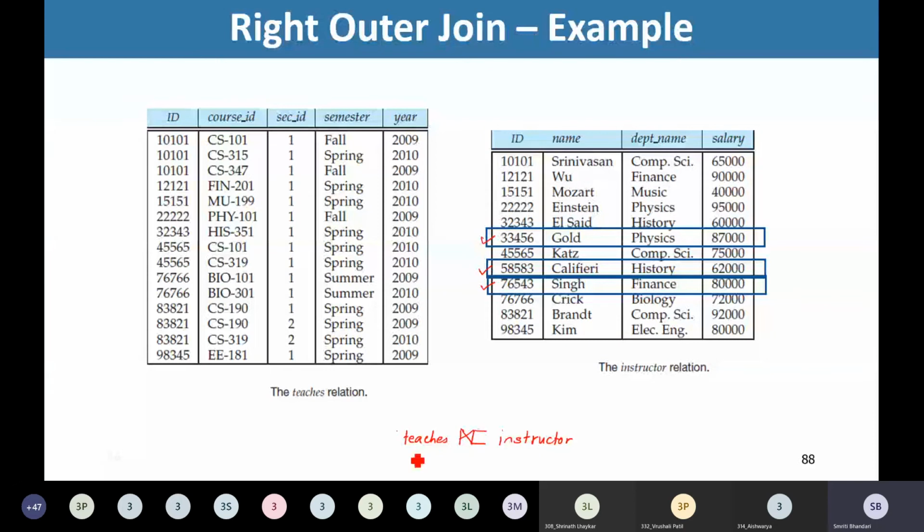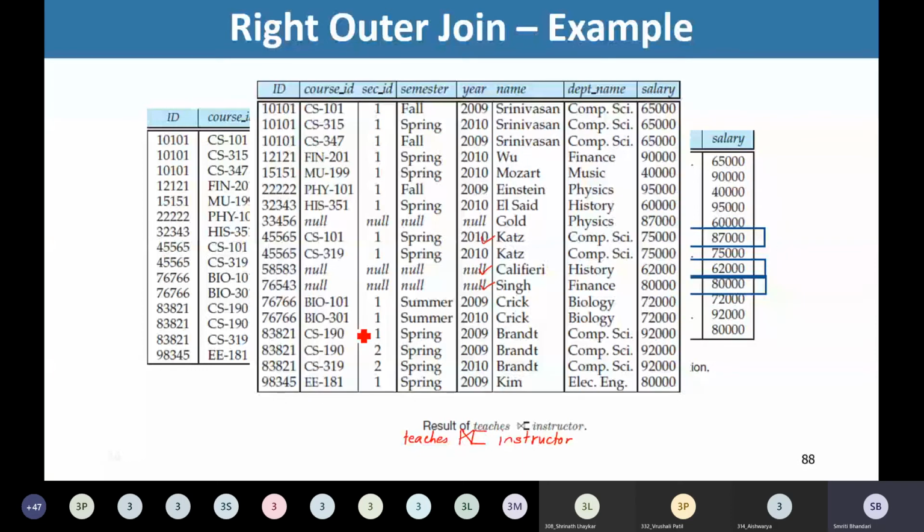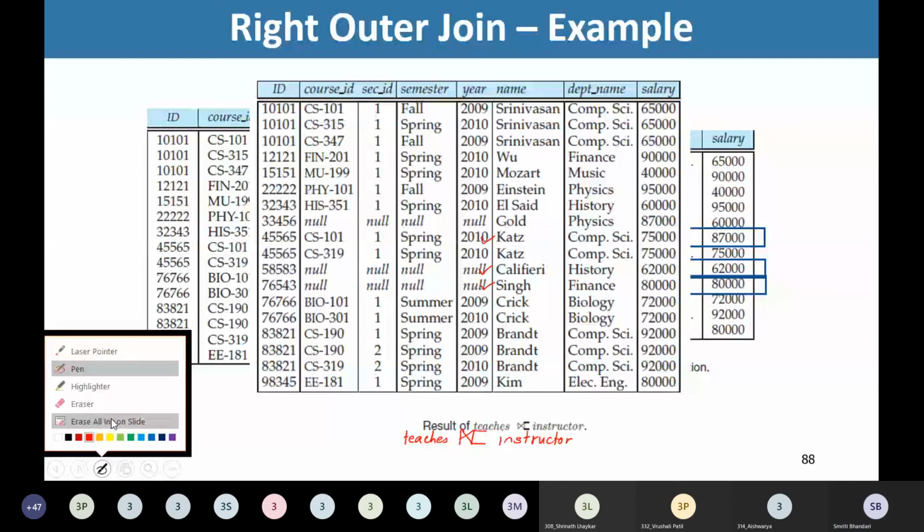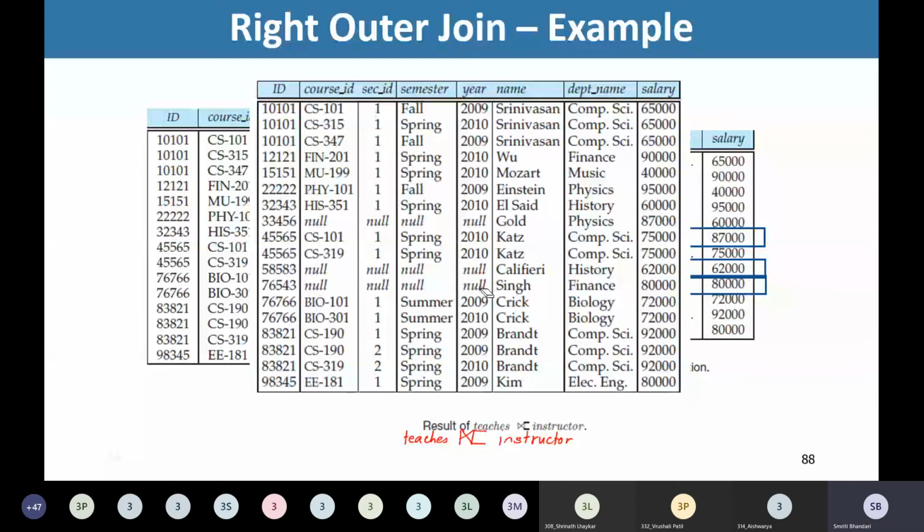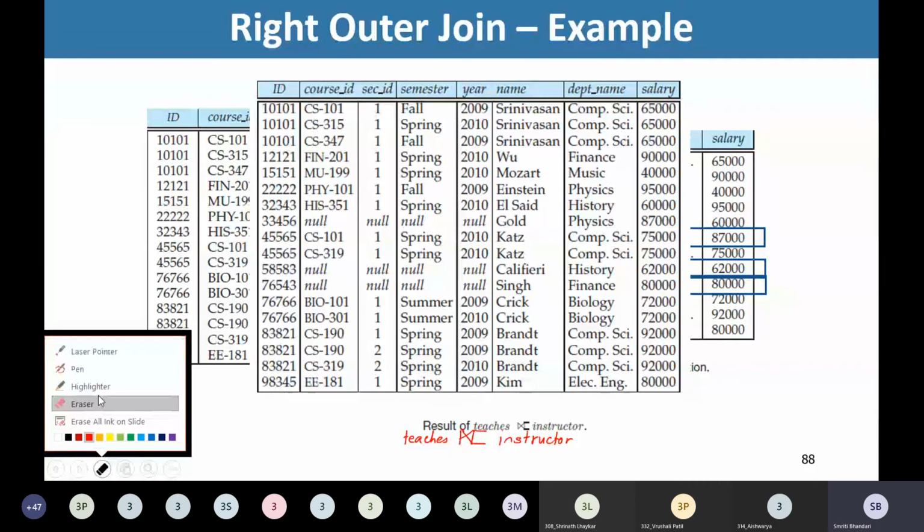So instructor is now towards the right hand side. So these three IDs are not available in the teacher's relation. So obviously the natural join will provide us only those tuples wherein these three IDs are not present, because there is no matching criteria. But in right outer join now, even though these tuples are not having the matching tuple in the left hand side relation, these tuples will be added into the result. And as there is no matching tuple, the remaining attributes from the left hand side relation will be replaced by null. So that will be our result.